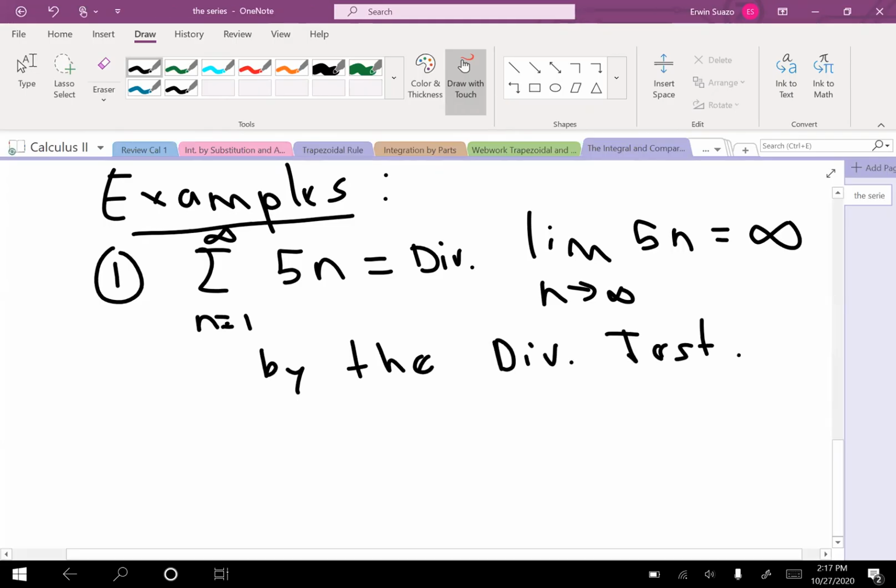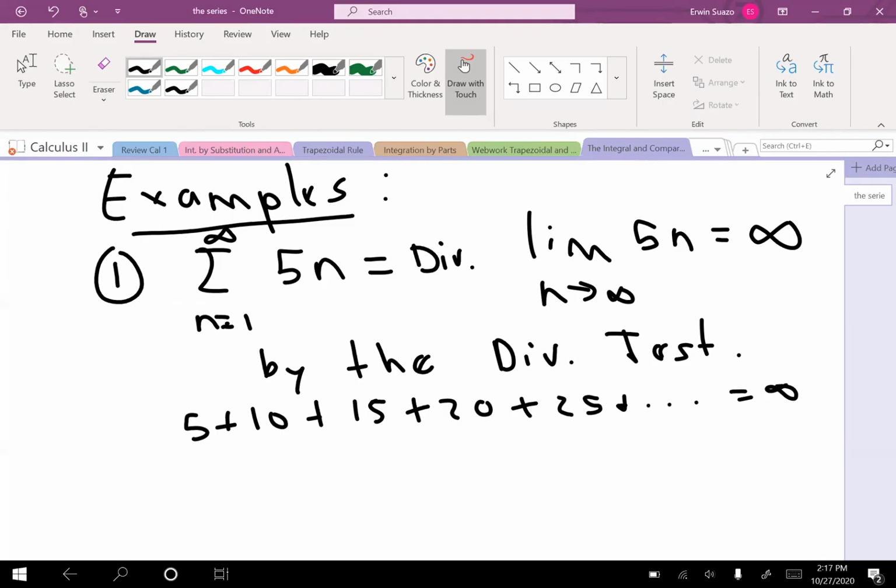But of course, this example is too easy because I know that 5 plus 10 plus 15 plus 20 plus 25 and so on is surely going to go to infinity, right? So here the divergence test is not very useful. Okay, but let me give you another one.